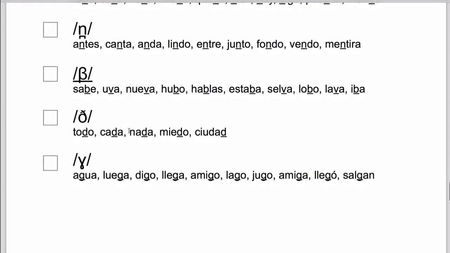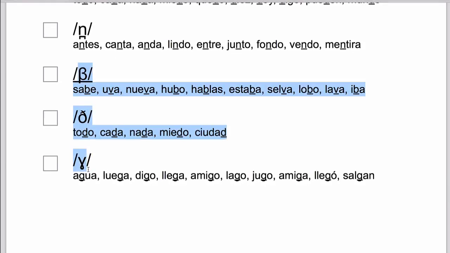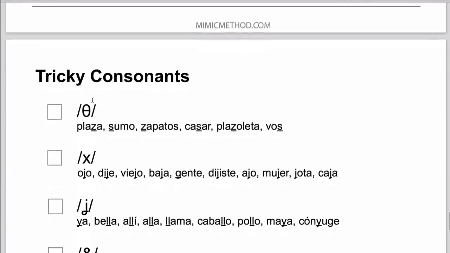And then we have these three sounds. These are kind of like the soft versions of B, D, and G, respectively. Sabe, uva, nueva, todo, cada, nada, miedo, agua, luego, digo. So Spanish people use these sounds a lot, especially in the Caribbean, when they're speaking fast, because they're easier to make than the B, D, and G, so it saves them time. So if you're having trouble speaking Spanish as quickly as native speakers do, these three sounds will be your salvation here, and you'll learn all about them in the masterclass.